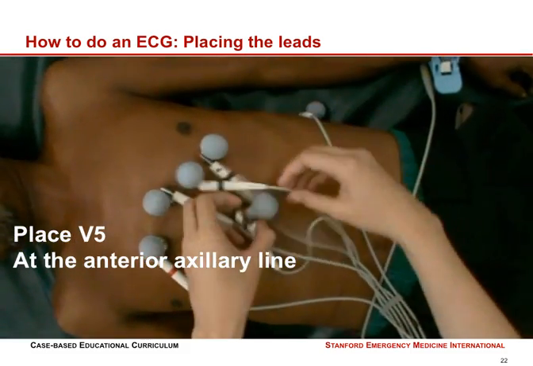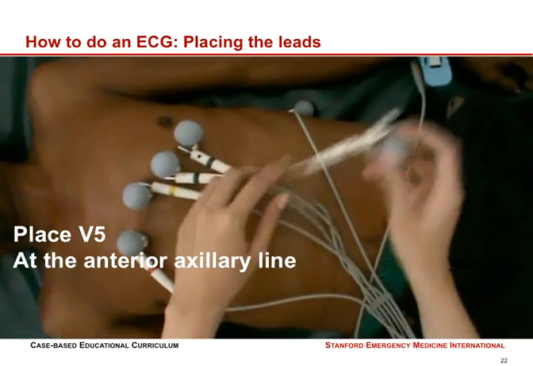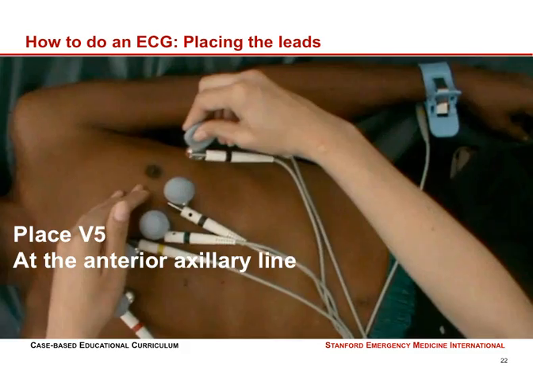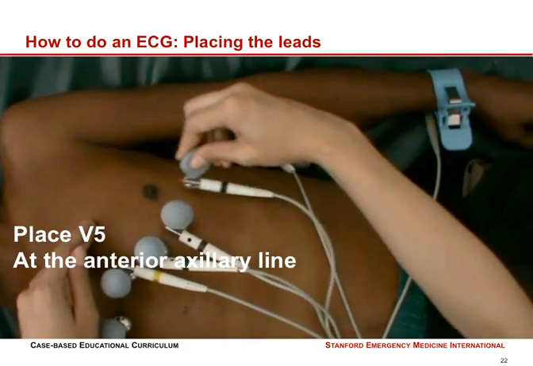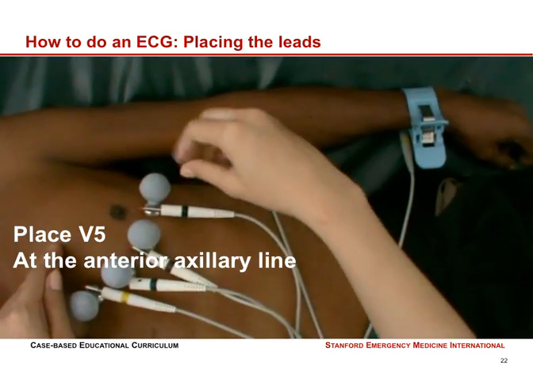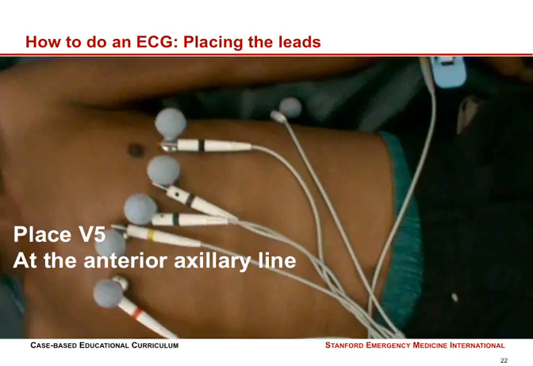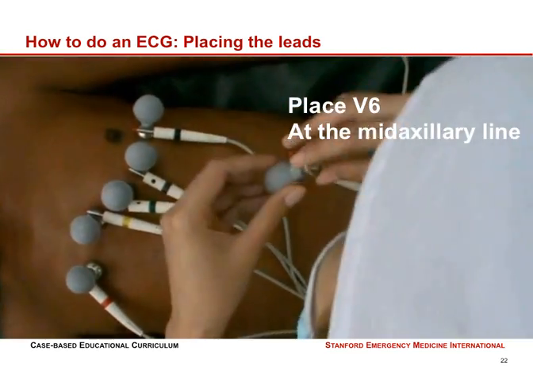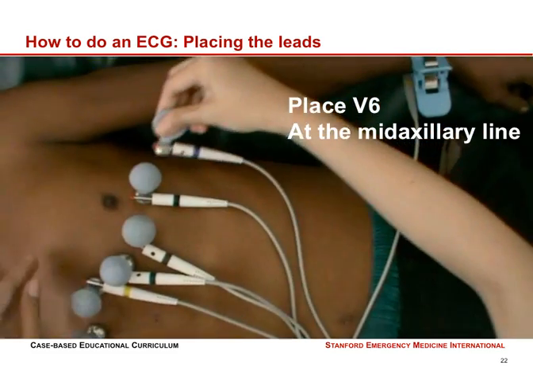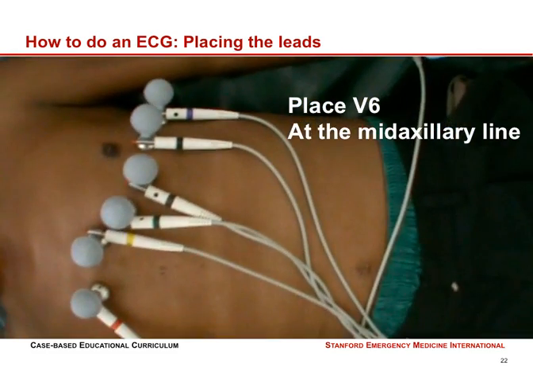Next, place V5 at the anterior axillary line, again at the fifth intercostal space, which is the space just below, not at, the nipple. Finally, you want to place V6 at the mid-axillary line. Again, fifth intercostal space, in line with V4 and V5.